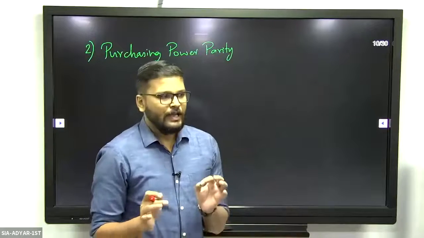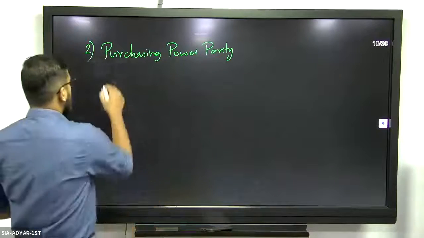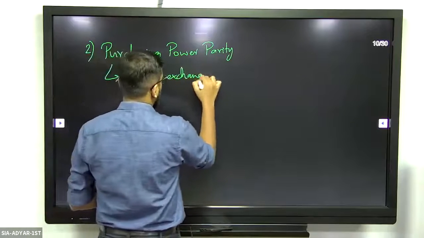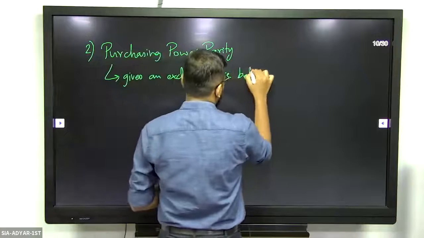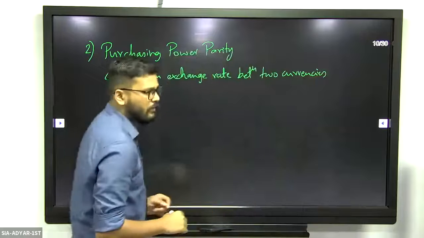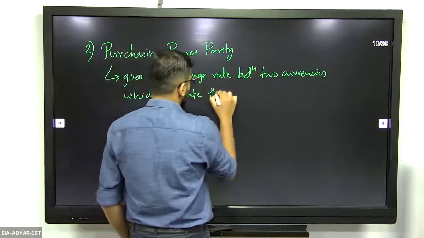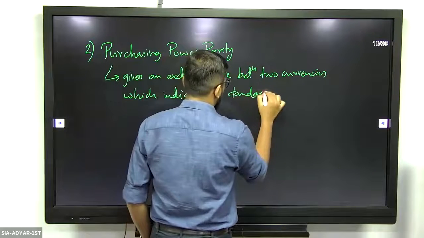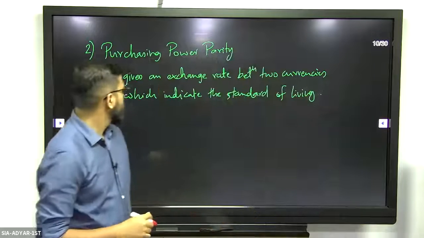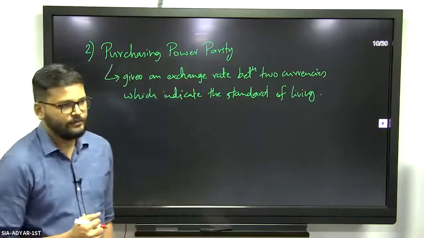Purchasing power parity gives an exchange rate between two currencies, which indicates the standard of living in those two countries. It gives an exchange rate between two currencies which indicates the standard of living in those two countries.